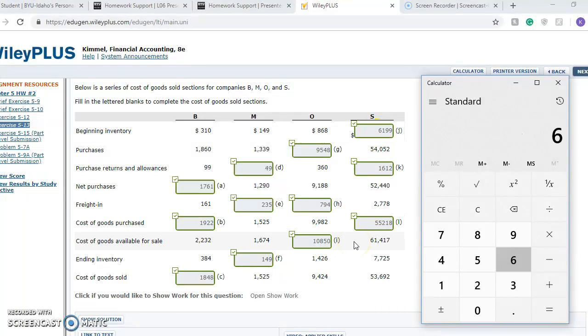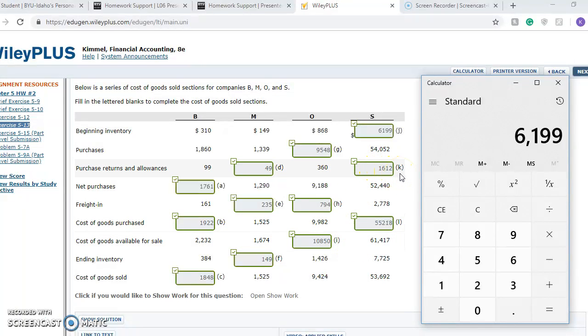So if we take 61,417 minus 55,218, we'll get our beginning inventory. And so it ties in there. If you're solving for the cost of goods available for sale, down here you could also have gone with our beginning inventory plus the cost of goods purchased, and that would also give you the cost of goods available for sale. So that's just another way you can solve that one.